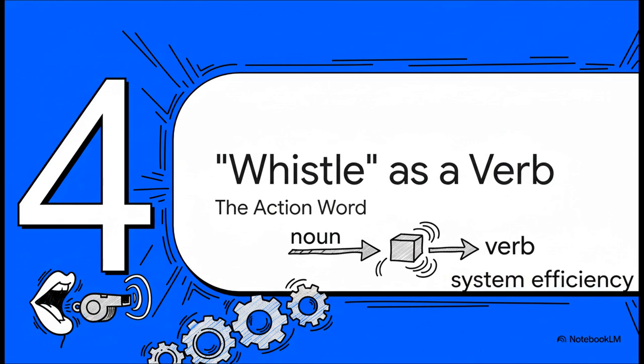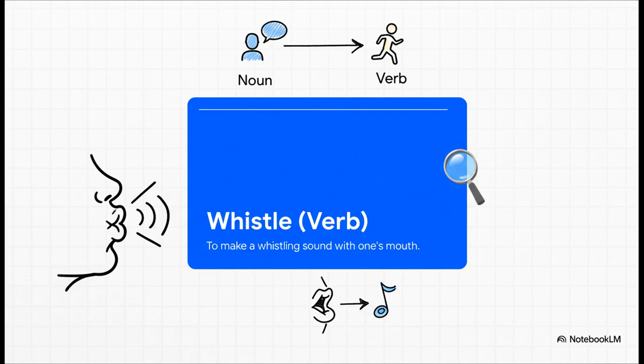Okay, so we've covered the noun. Now let's switch gears and look at whistle as a verb, as an action. And this is where the efficiency of Basic English really starts to shine. Check this out. The definition for the verb is built directly from the definition of the noun. If you already know that a whistle is a sound you make with your mouth, then to whistle is just, well, it's the act of doing that. It's incredibly logical, which makes it so easy to learn.